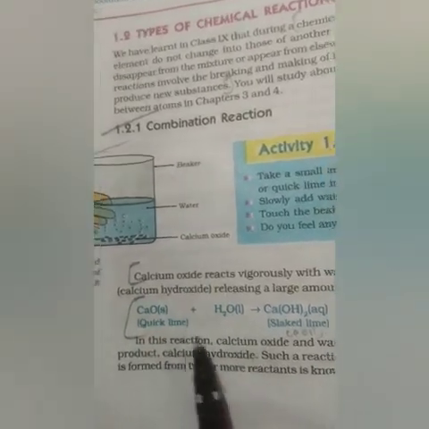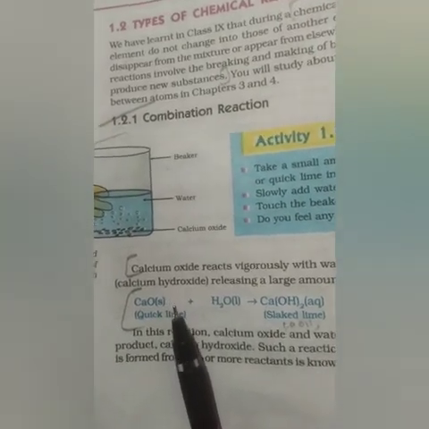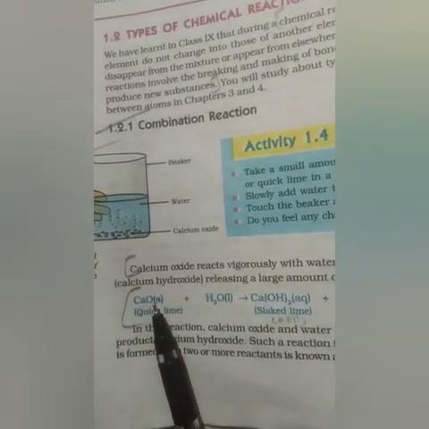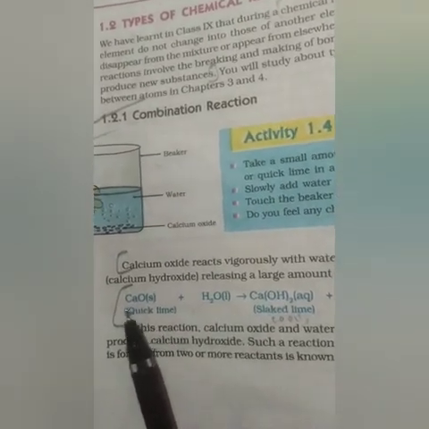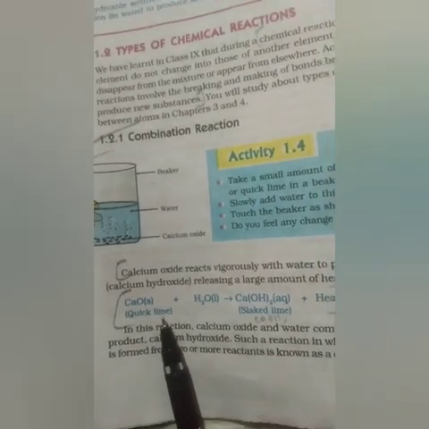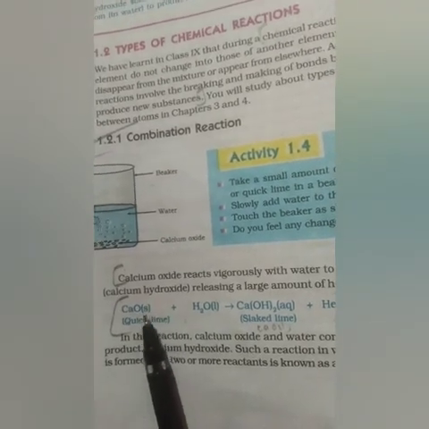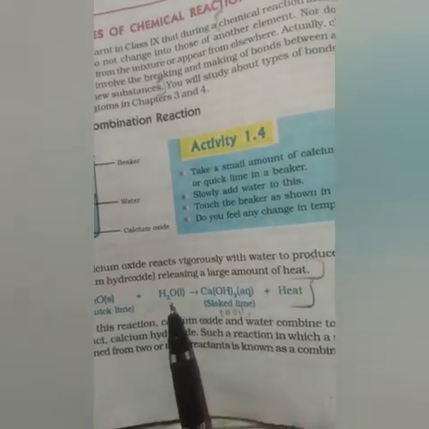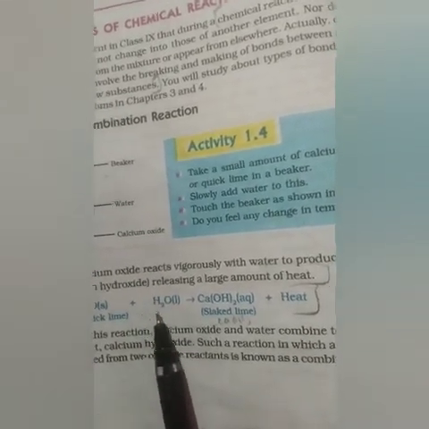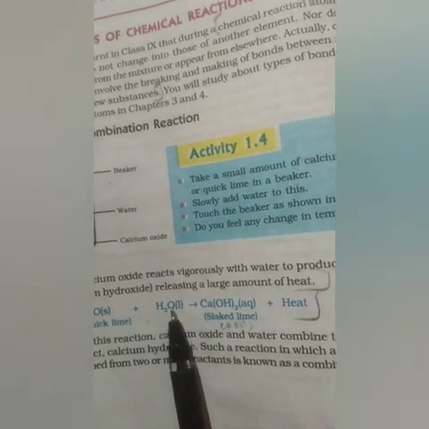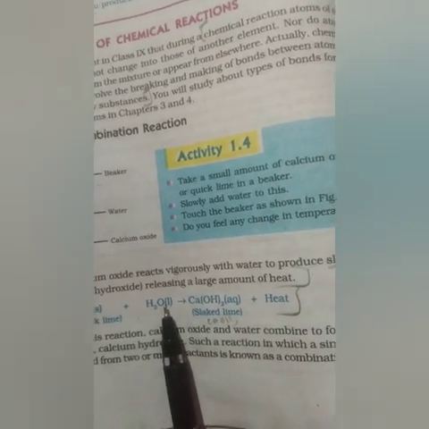In the last class we came to know how to balance a chemical equation. For example, calcium oxide, whose other name is quicklime. We take it in solid form, and water in liquid form. How many atoms of hydrogen are taken here? That is 2. The water molecule is made up of H2 and O.